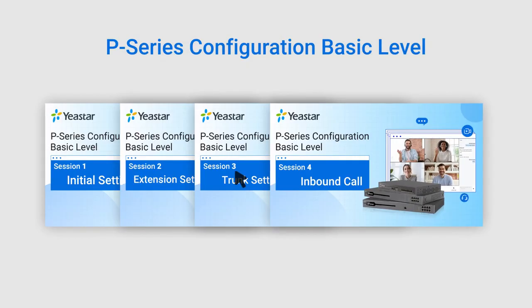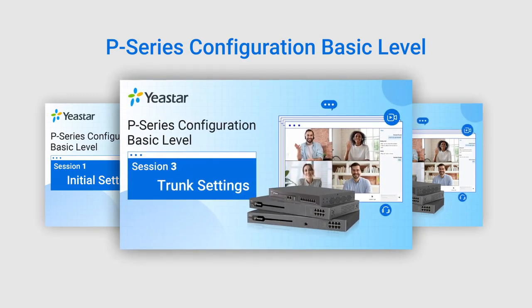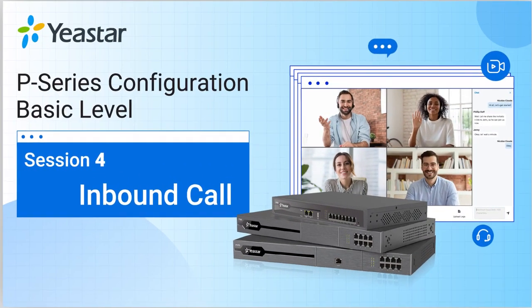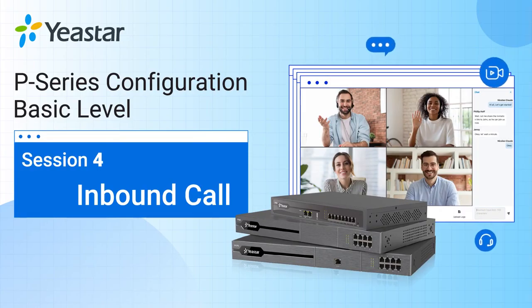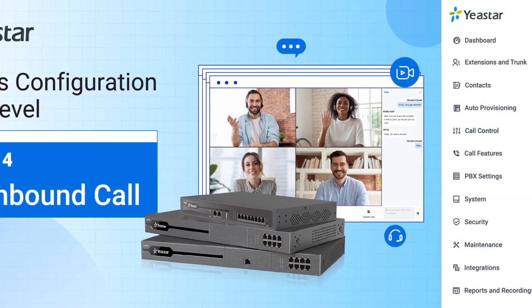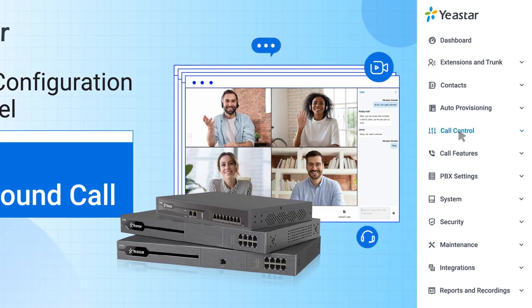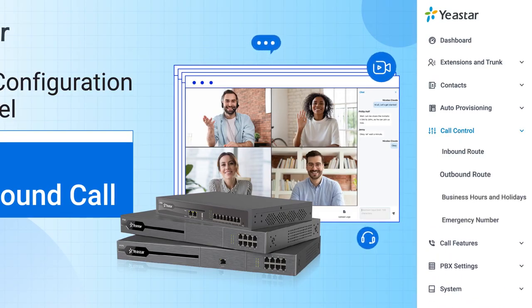In our previous video, we finished the trunk connections. Now it's just the time to use those trunks to make and receive external phone calls. We're going to realize it by configuring call control on our Yeastar PBX, including the inbound and outbound routes. Today, we'll be focusing on the inbound route to place the rules about every incoming phone call's destination.